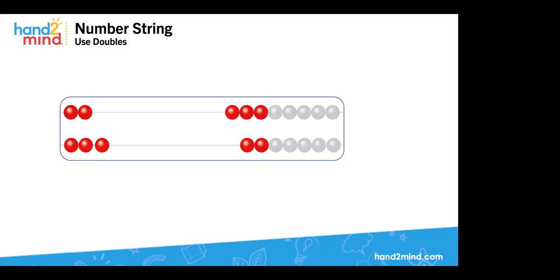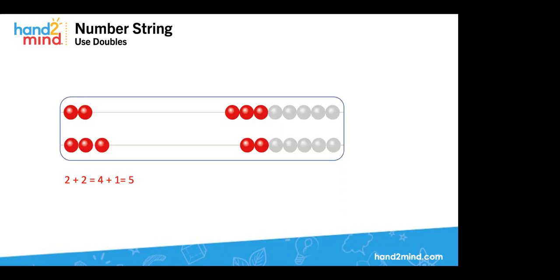Then I would show them this rekenrek. How many beads do you see now, and how do you see them? I would hope that I would hear 2 plus 2 is 4 like we just did, but you've added 1 more. So 2 plus 2 is 4, plus 1 more is 5.